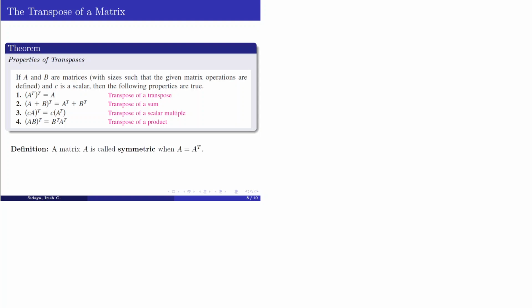Now we have the definition of a symmetric matrix. So a matrix A is called symmetric when A is equal to its transpose.